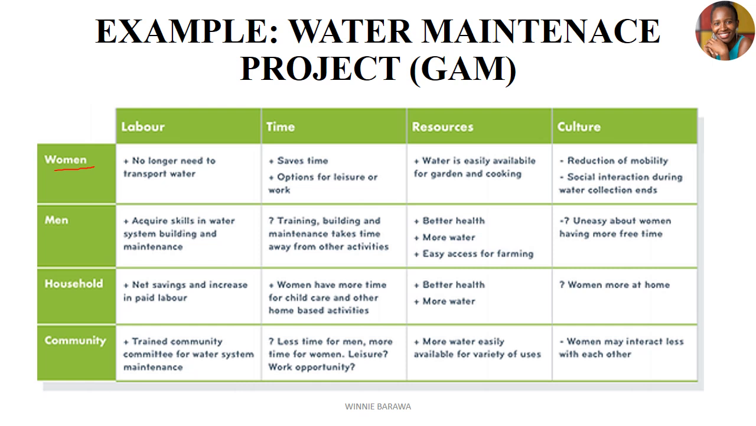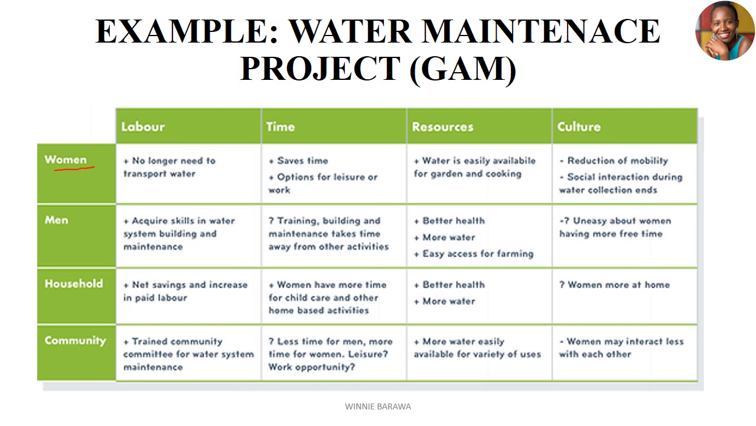The 4 key areas we've said are labor, time, resources, and culture. But the main players here are the women, men, household, and the community. So that's how this matrix is aligned. When you're coming to analyze it, your main focus will be looking at the four key aspects and the players. For example, this project that we are looking at here is the water maintenance project, trying to help in eliminating scarcity of water access and ensuring that the community can access water services.